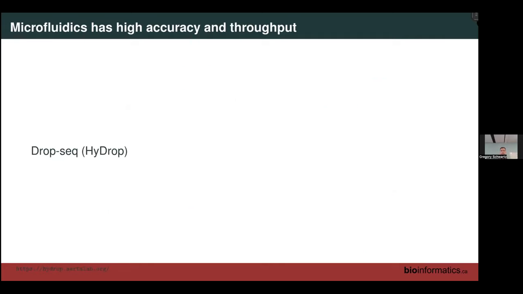So, here's an example that won't work because I'm using a different program. That's all right. It looks really cool.